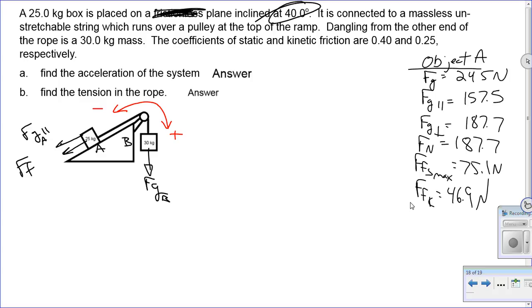All right, so let's put in some numbers. So this force of gravity is going to be 294, just 30 times 9.8. What goes over here? Good, negative 157.5.